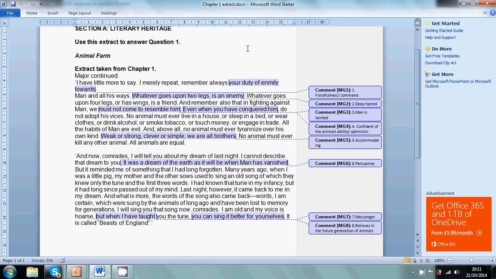You can also see on the side of my extract, because your response should be covered in your exam, you can see I've numbered them. Then I can literally just tick them off as I go along. So this is obviously taken from chapter 1. I only need my points from here. So I have little more to say.